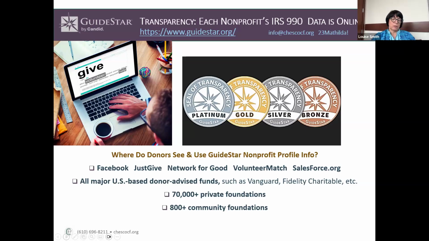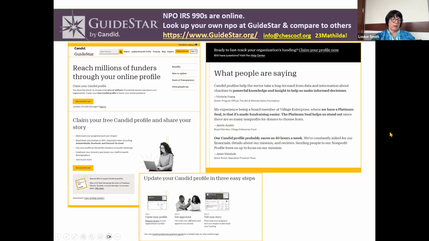The next 2 pages, actually 3 pages, will show you some examples of the kind of information that's out there on GuideStar, and how you can reach millions of funders. This first page is maybe a little more of an advertisement for GuideStar. GuideStar is now owned by Candid, but they're saying, claim your nonprofit profile, get approved, tell your story. It's important to do it.